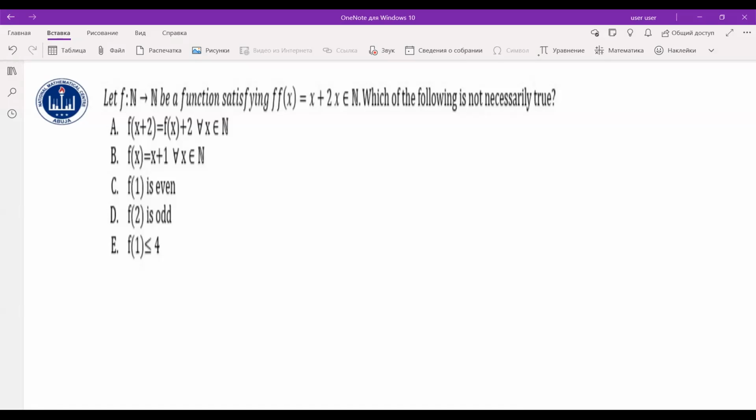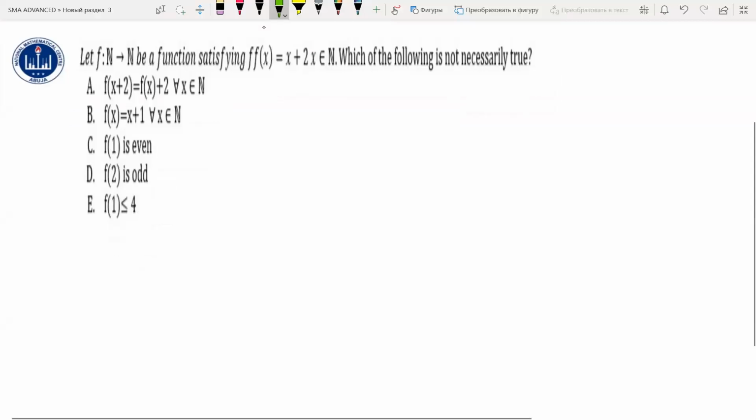And in today's video, we are going to cover one problem from the Senior Maths Olympiad first round 2020, problem 4. And the question is a functional equation problem, and it goes like this. Let f be a function that maps natural numbers to natural numbers, and it satisfies this property: f of f of x, which is sometimes also written as f of brackets f of x, equals x plus 2, where x is a member of natural numbers. Which of the following properties is not necessarily true?